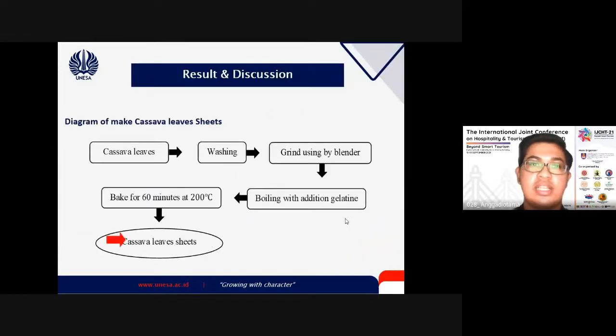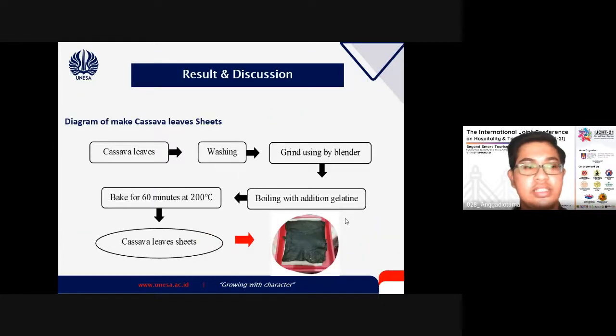After that, result and discussion. This is a diagram of how to make a cassava leaf seed. First, I wash the cassava leaf. After that, grind it with a blender, boil it with added gelatin, and bake for 90 minutes at 200 Celsius.